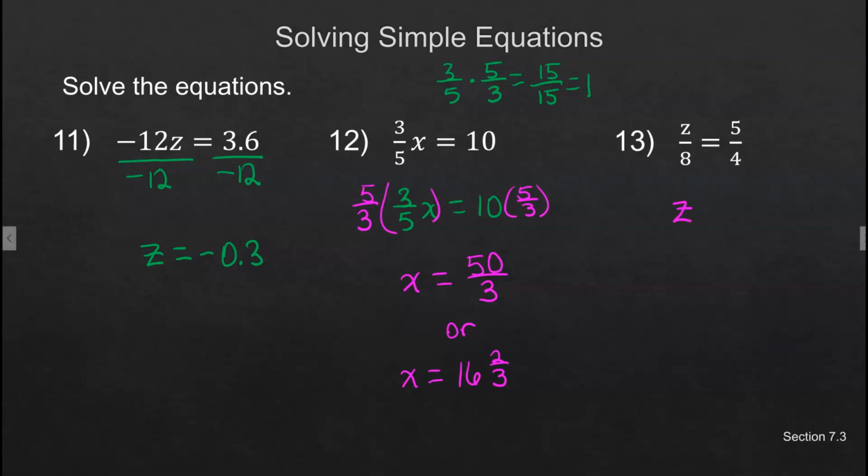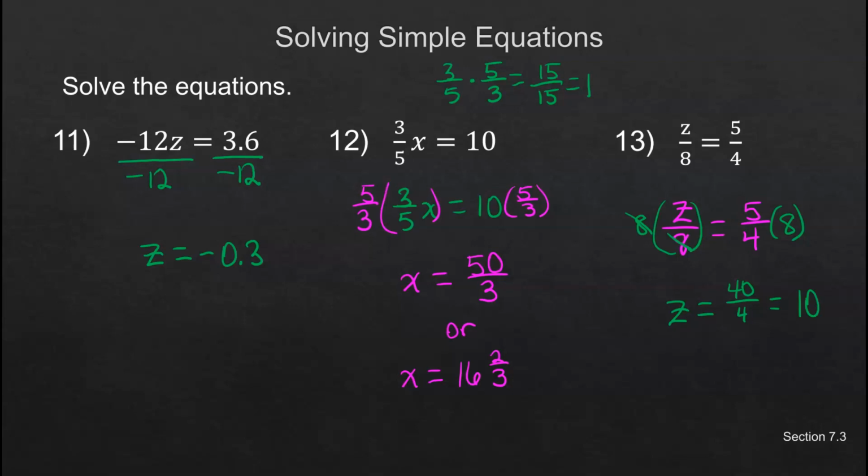The next one is z over 8 equals 5/4. That's z divided by 8. So we can multiply by 8 because we want to get the z by itself, and that will cancel out that denominator. On the other side, we're multiplying by 8. And z is equal to 5 times 8, which is 40 over 4. So z equals 10.